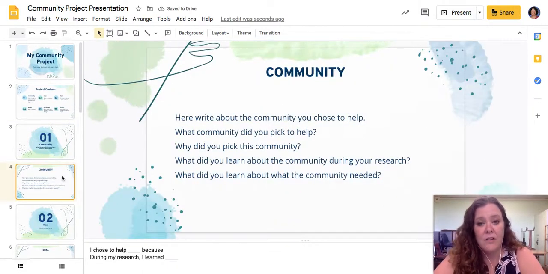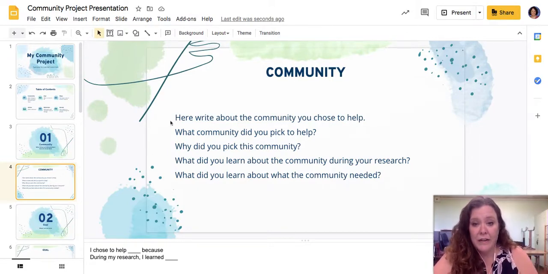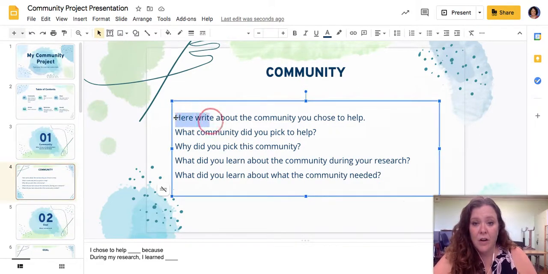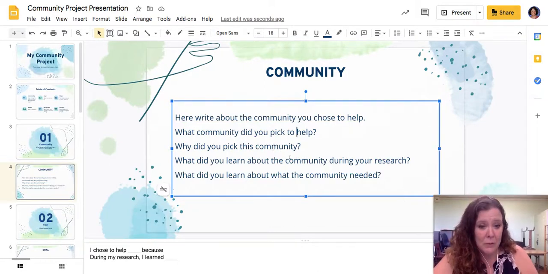Okay, so we're finally getting to a slide where you need to now do something. So this is the slide about community. So I have the directions written here for you. It says here, you're going to write about the community you chose to help. And I've given you some questions to think about in your answers. So what community did you pick? And why did you pick this community? And what did you learn about the community during your research? And what did you learn about what the community needed?